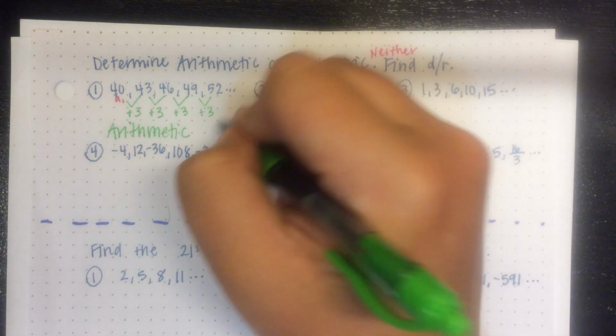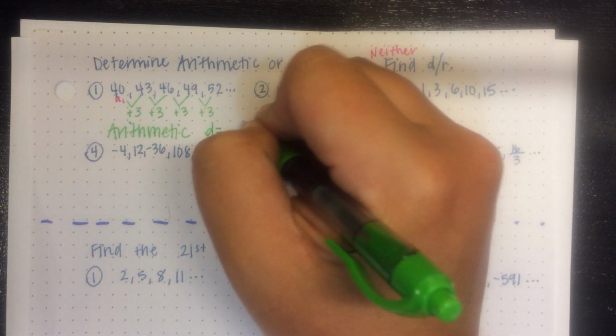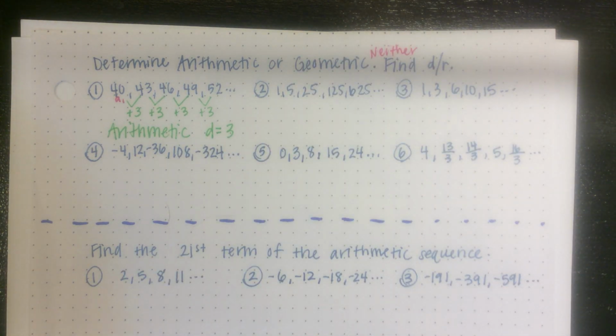And if it's arithmetic, it has a common difference. So my common difference is a positive 3.